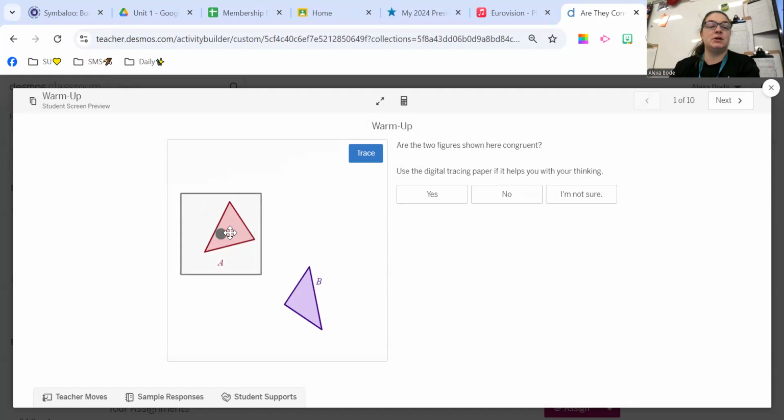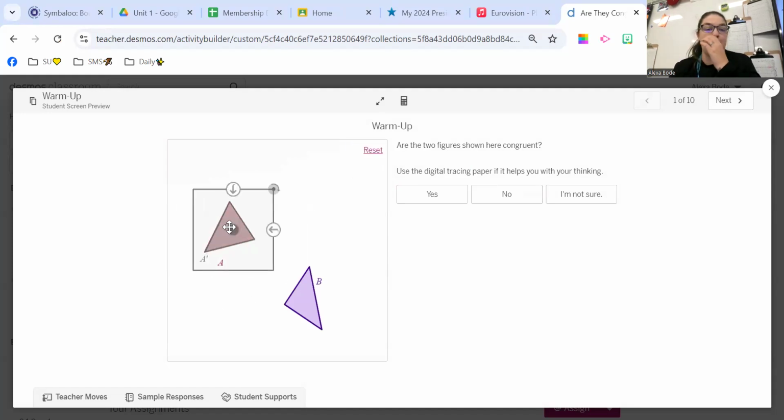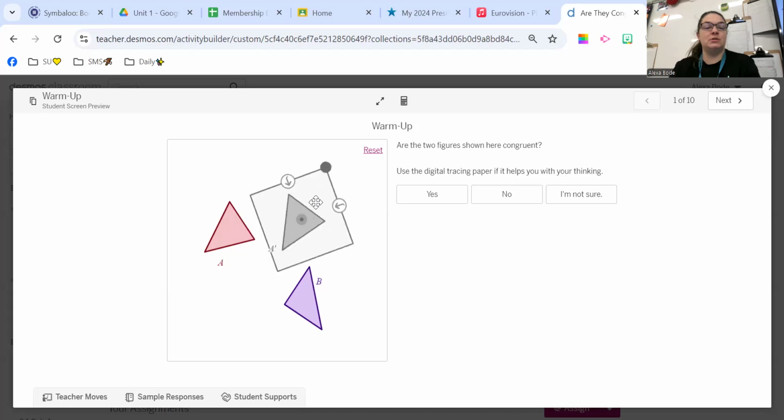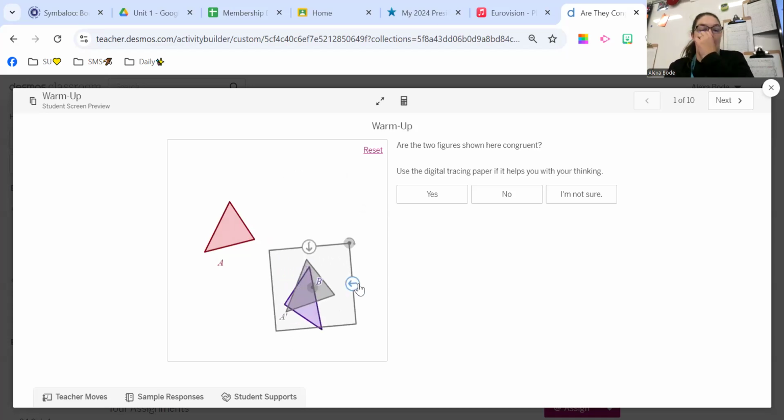So you can put this on top of the shape, click trace, and it's going to draw it just like it would patty paper. And then you can move it side to side. That's our translation. You can turn it, that is our rotation. And you can flip it, which is our reflection. So I'm going to bring this down here. I'm going to flip it, and I'm going to rotate it and see if they match up.